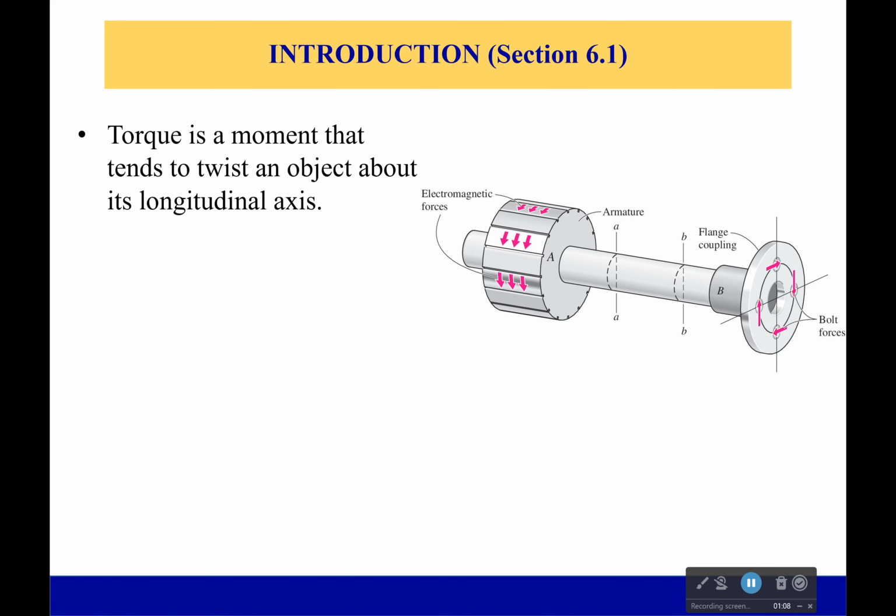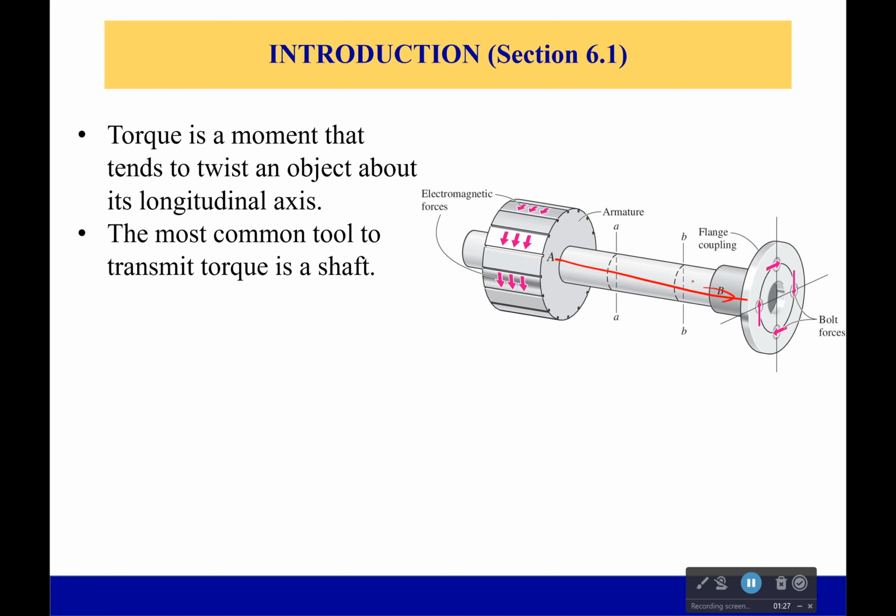Now, torque is a common word. You might have heard it when you think about cars. But what it is, is a tendency to twist an object about its longitudinal axis. So it's a moment that tends to twist an object about its longitudinal axis. Now, if we want to transmit this, we usually use a shaft. You might also use things like a belt or gears to transmit torque, but normally it's a shaft going from one source of torque over to the wheels.